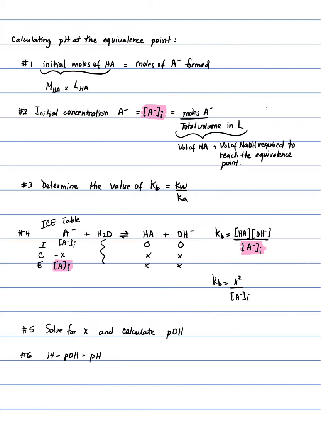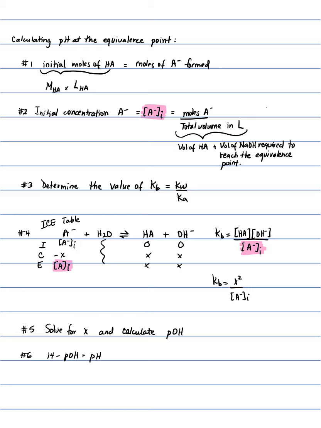So to summarize all the things that we have to do in order to calculate the pH in your titration where you reach the equivalence point, I have prepared a list. You don't have to follow the steps in the same order that I have them here. So number one, you need to remember that for every mole of the acid that you're neutralizing, you're getting a mole of the conjugate base.